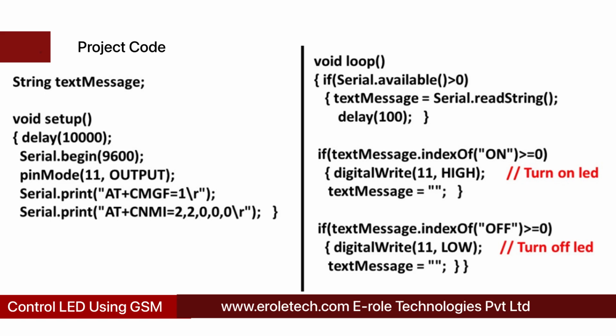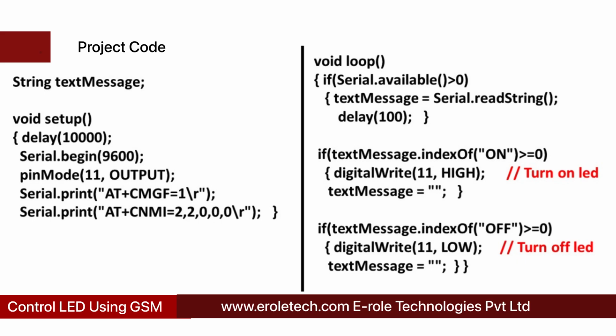LED is connected at pin number 11 of Arduino, so we will make pin number 11 an output pin. Serial.print AT plus CMGF equal to 1. This command will turn on the text mode in GSM module. Serial.print AT plus CNMI equal to 0. This GSM command will automatically read the received message.